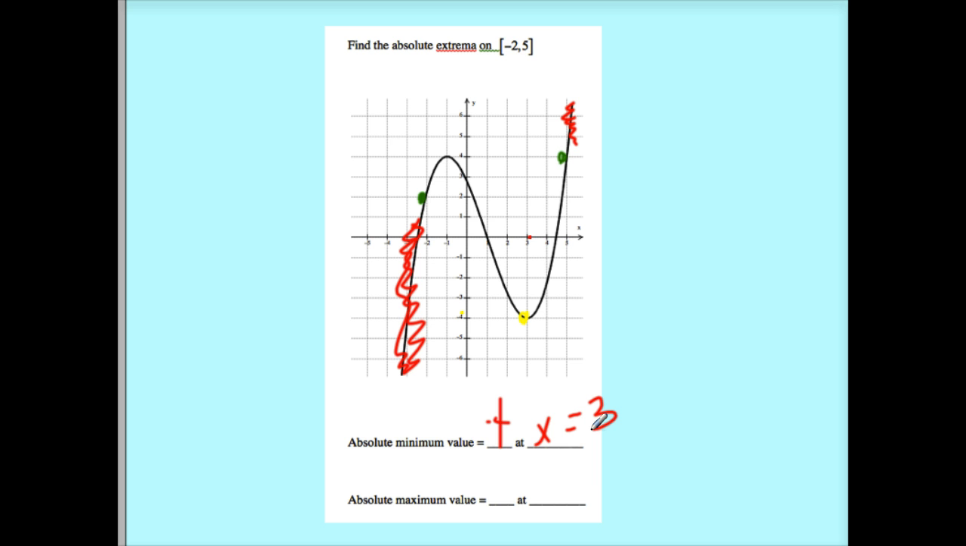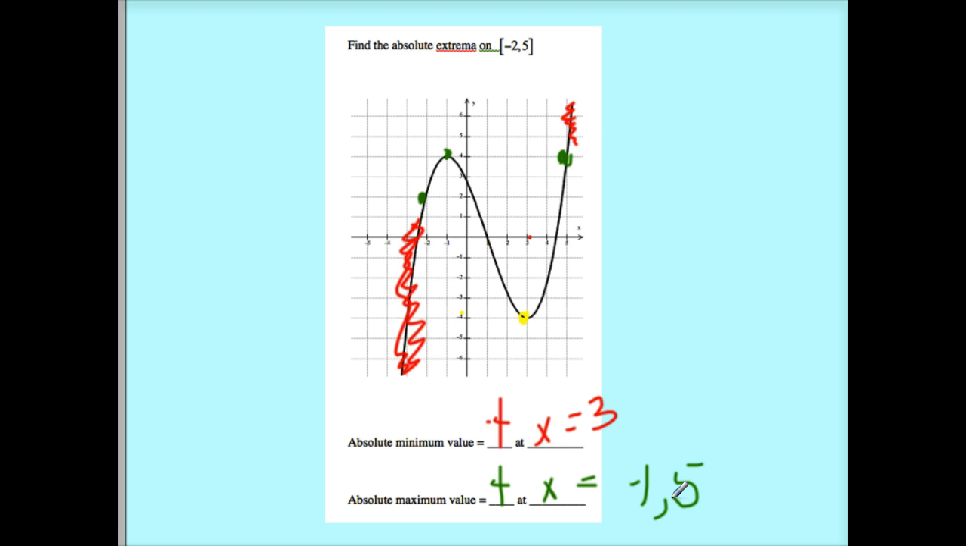Okay. The next question says find the absolute maximum value. Well, we see our absolute maximum value happens up here, which is 4. And what you'll notice is it actually happens over here as well. So this happens at 2 x values. The highest point is 4. The first time it happens is at -1, and the second time it happens is at 5.